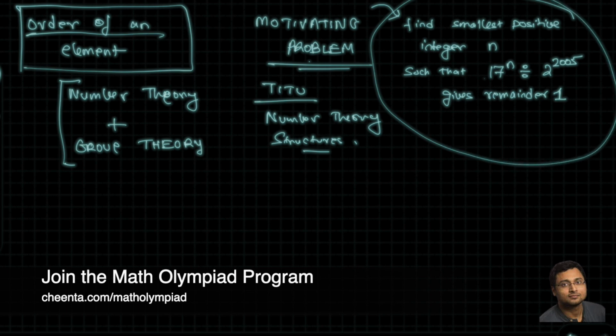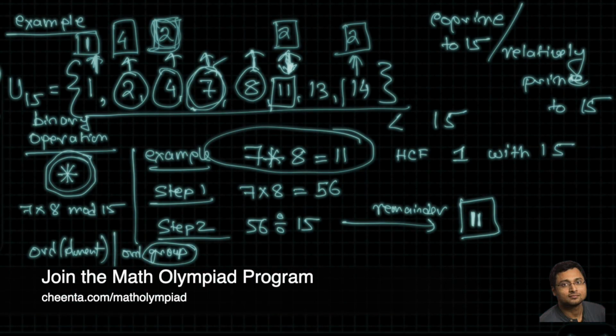For the moment, can you find out the order of the other elements in that particular set? The set of 1, 2, 4, 7, 8, 11, 13 and 14.